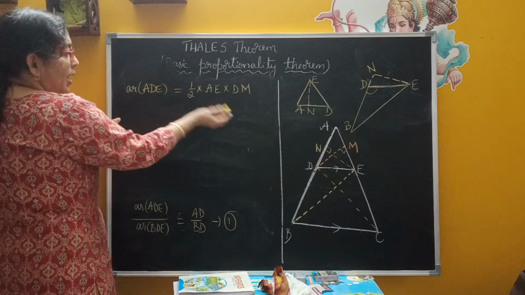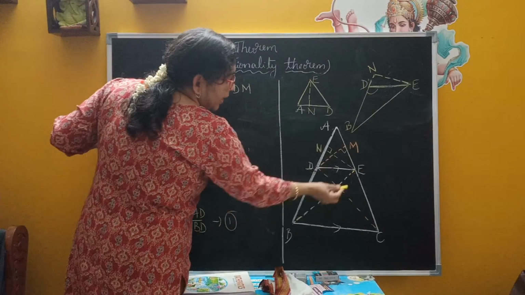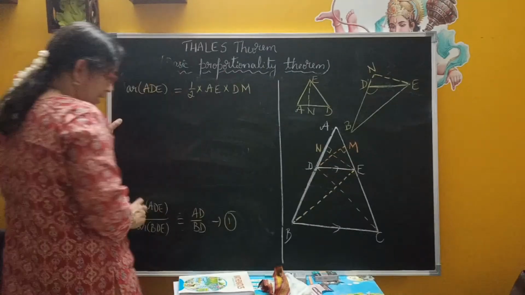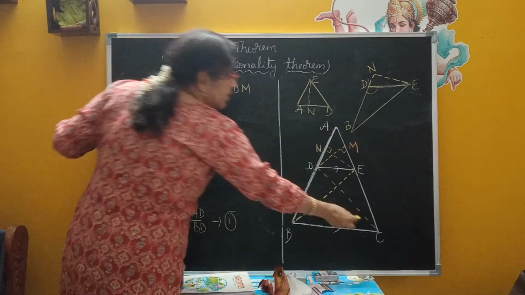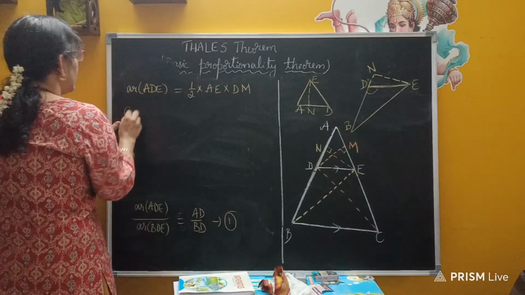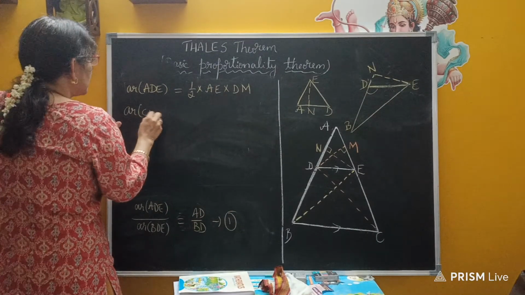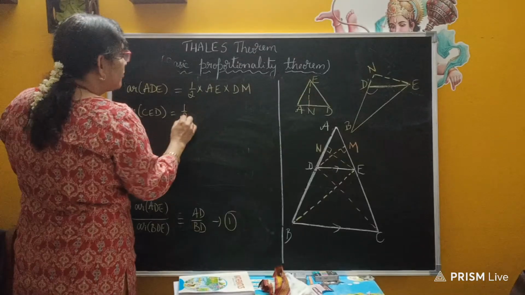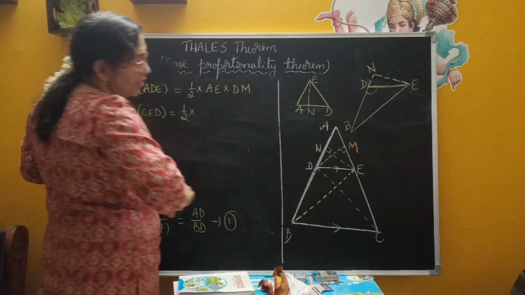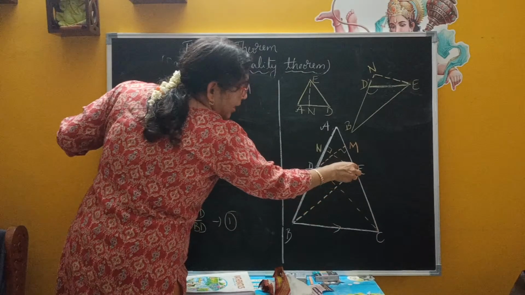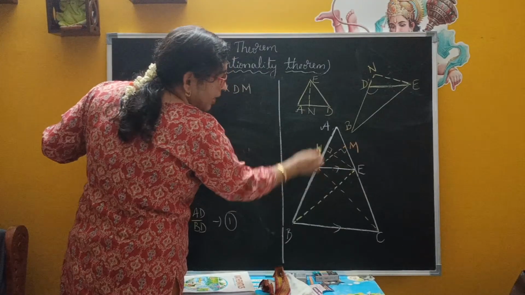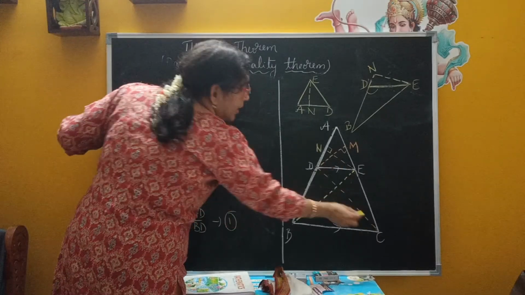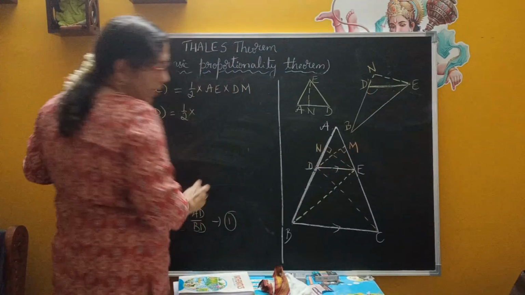Okay, now another triangle. Which is the other triangle? It is this one, triangle DEC, or we can write this as CED also. Area of triangle CED is equal to half of, which is the base? CE is the base. And which is the height? This DM is the common height. For this obtuse angle triangle CED also, DM is the height.